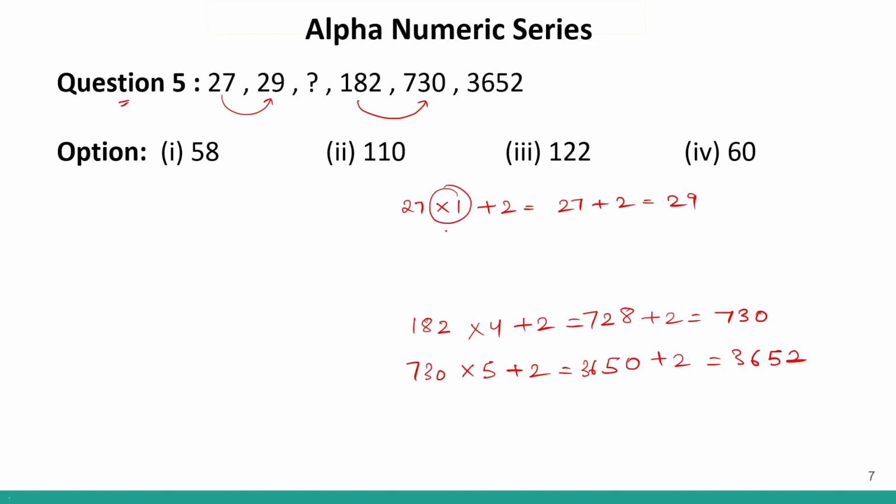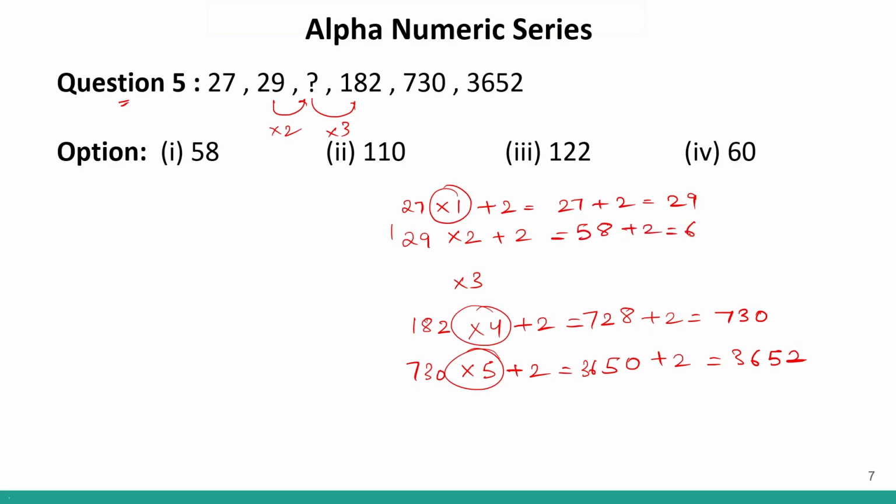So here it is into 1, into 4, into 5. So I'm missing 2 things, into 2 and into 3. Correct? I'm missing 2 operations. Over here into 2 I'm missing, and over here into 3 I'm missing. So if I do into 2, 29 into 2 plus 2, I'll get 8. 1 will be carried. I'll get 58 plus 2, that is 60.